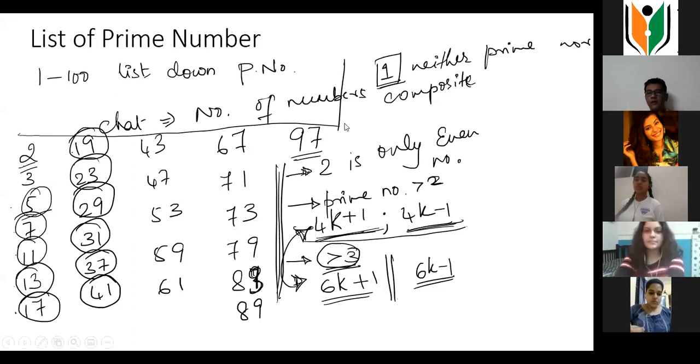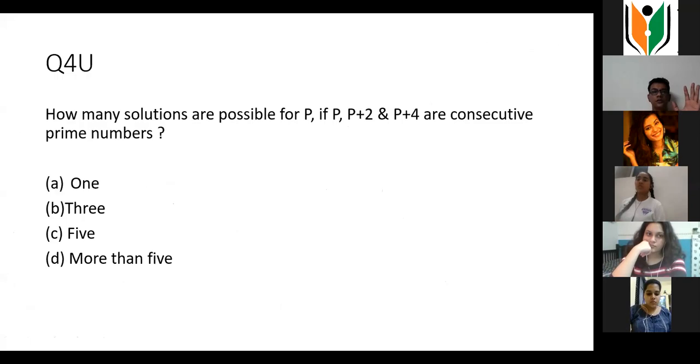Now, are we clear with the list of prime numbers, all of you, and the format? Right. Now, though prime numbers is a very small concept and only this much is left over, there can be questions which can vary in prime numbers. Okay, and we will look at around 2 or 3 such questions. Now, this is the question. How many solutions are possible for P if P, P plus 2 and P plus 4 are consecutive prime numbers?